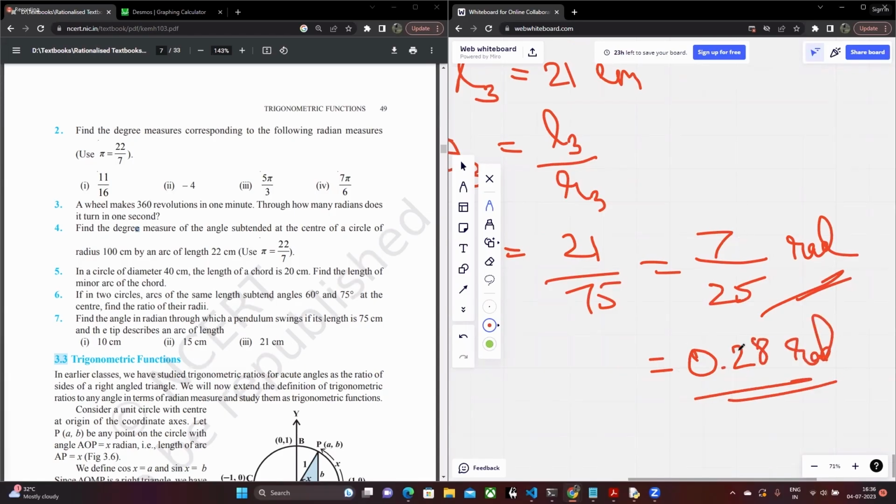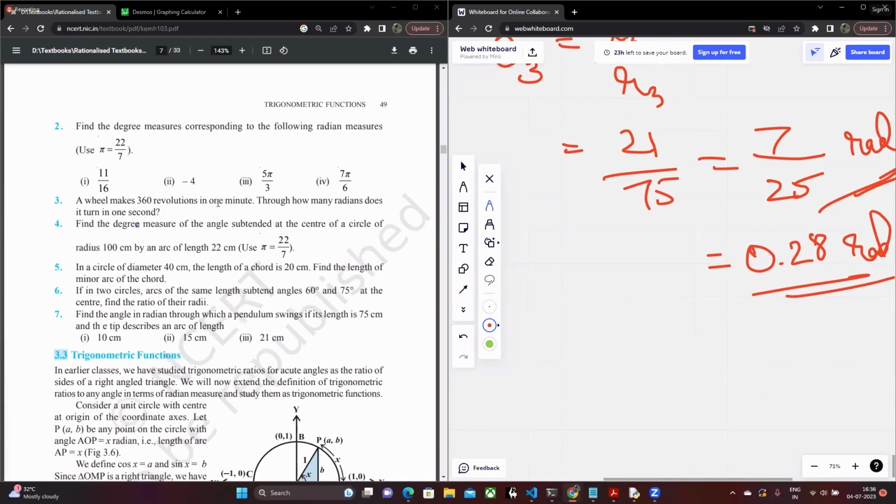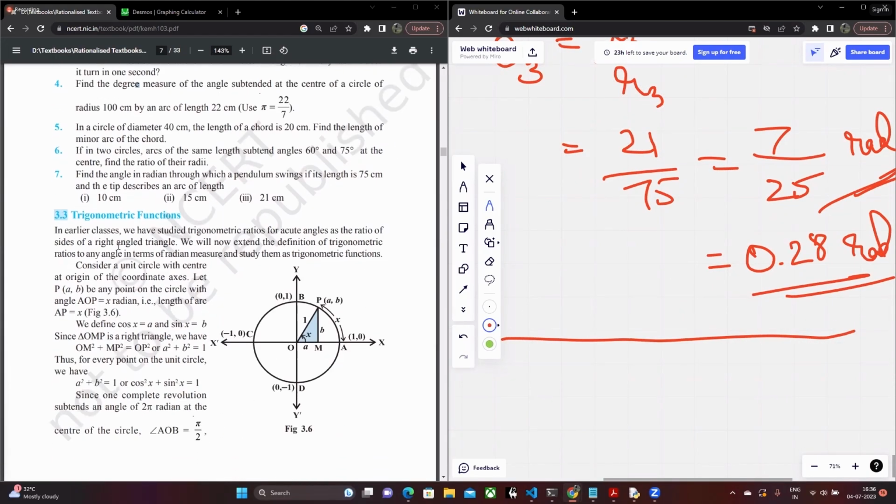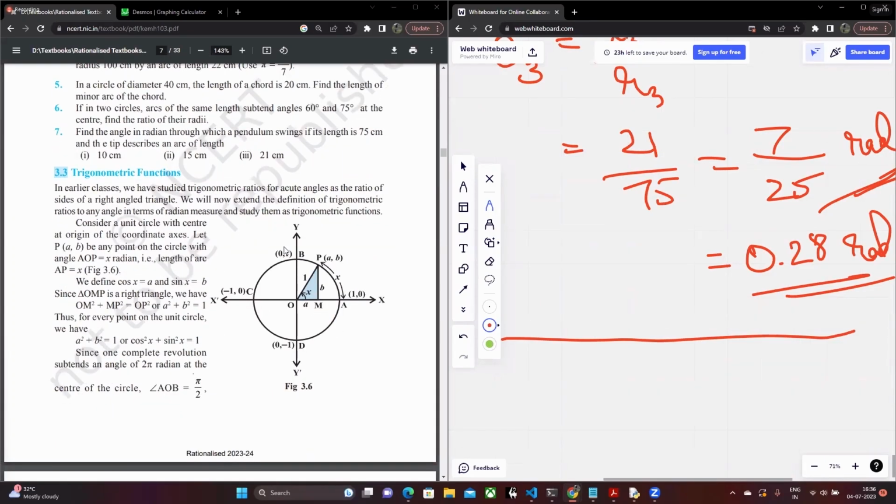Both forms are correct. You can write any one of these forms. I prefer the decimals because that's just me. You can also write this as 7 by 25. There's no big deal. You'll be awarded for pass. With that, we complete exercise 2.5. The next exercise deals with the actual functional trigonometry.